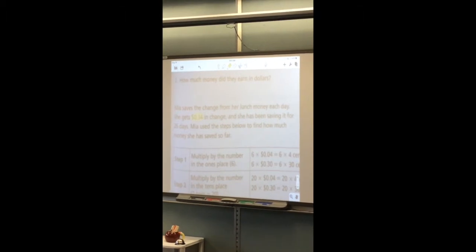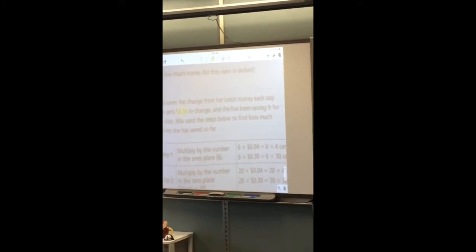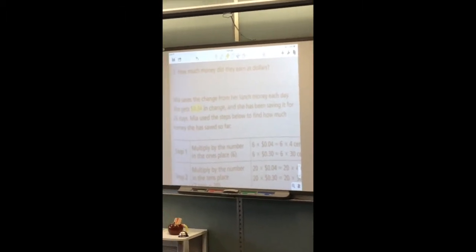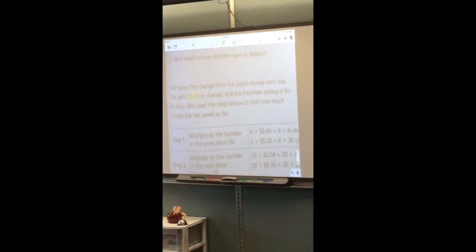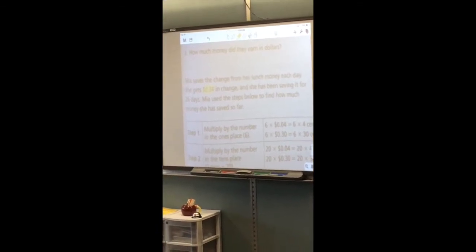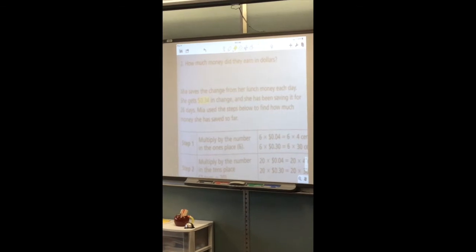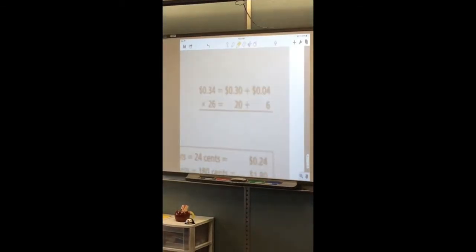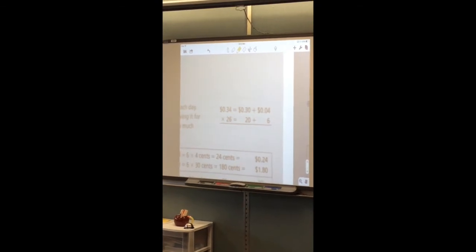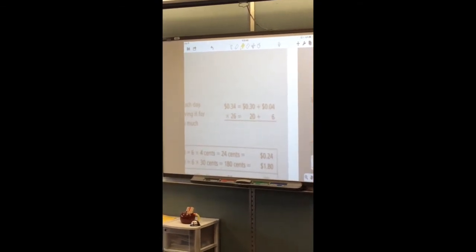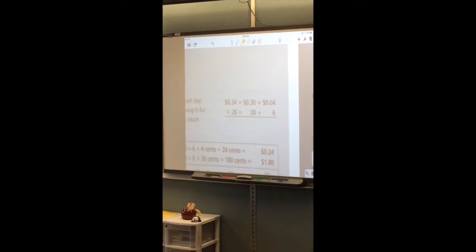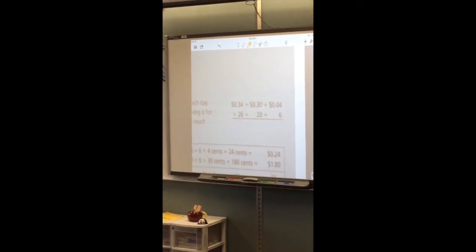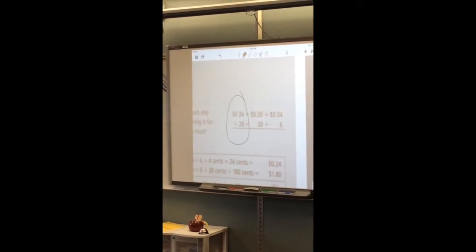So we got 34 cents. She's getting 34 cents in change every day, and she's saving it for 26 days. Okay, 34 cents. And we want to find out how much money she has saved up after 26 days. So, we've got a problem. The problem they have written up for you on that page looks like this. 34 cents times 26. What is the 26 that we see there?